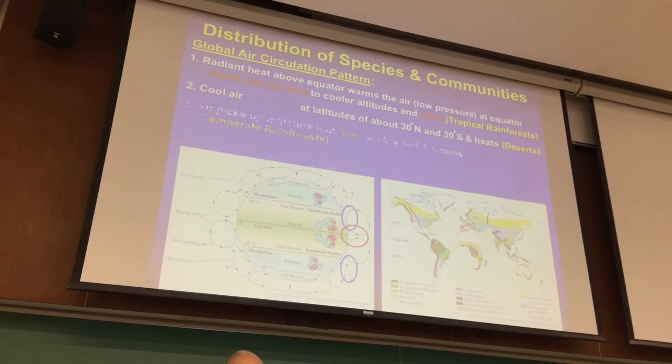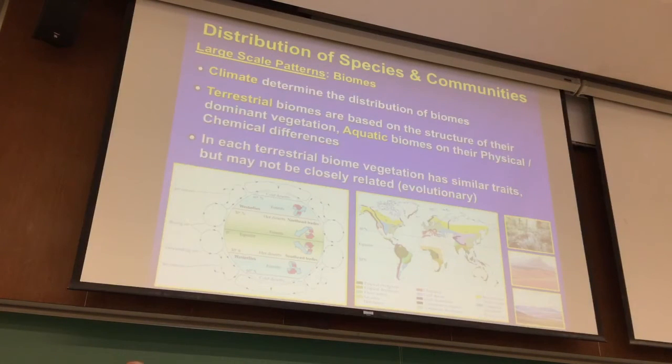All right, so that's the basic idea. Temperate rainforest, finally polar deserts. All right, climate determines the distribution of biomes. What's a biome? Terrestrially, it's defined by what the dominant vegetation type is. Aquatically, it's determined by what's the physical and chemical construct of the water. All right? So climate's going to dictate the distribution of the biomes.